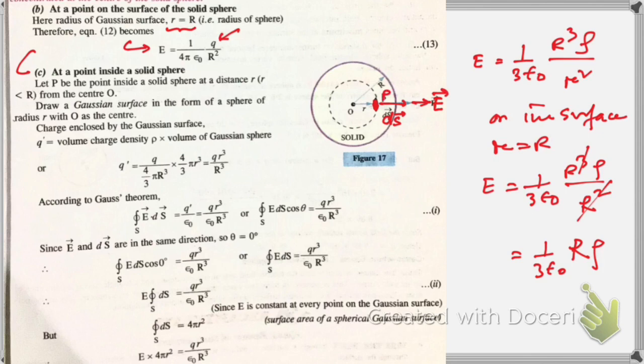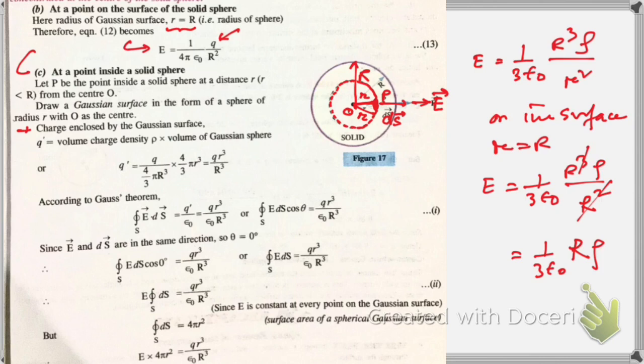And this is the point P. The radius of this sphere is capital R, and the dotted line represents a Gaussian surface through the point P, of radius small r. So the distance of P from the origin O is small r. Hope you have understood this. Now you see, the charge enclosed by the Gaussian surface.